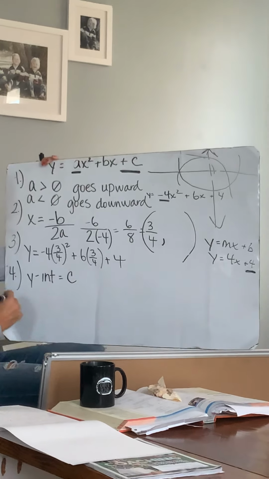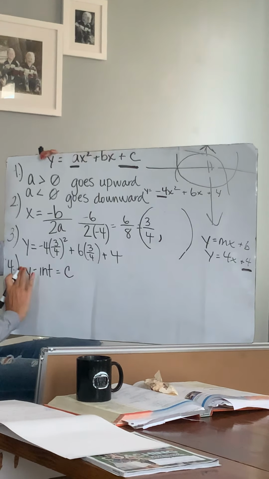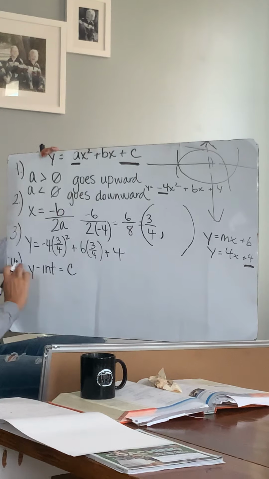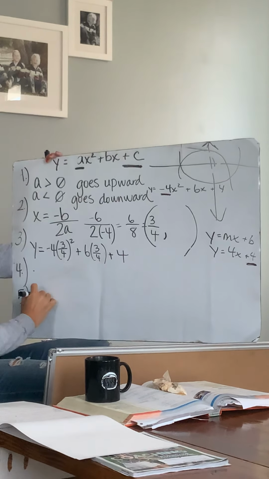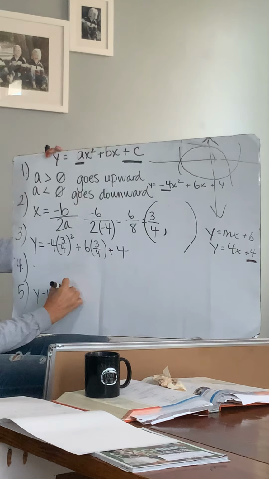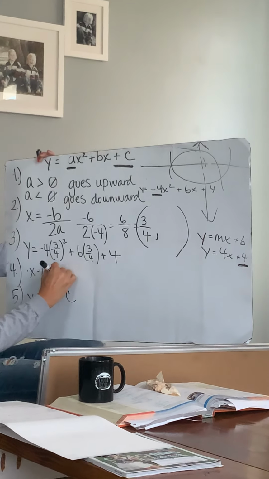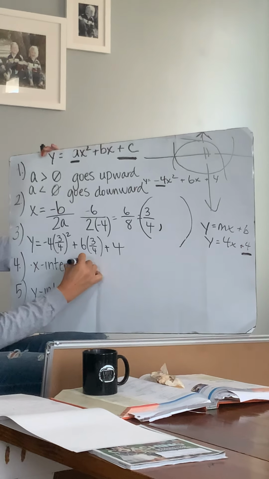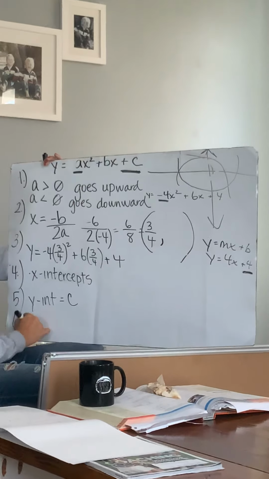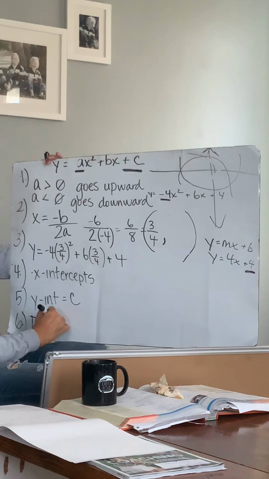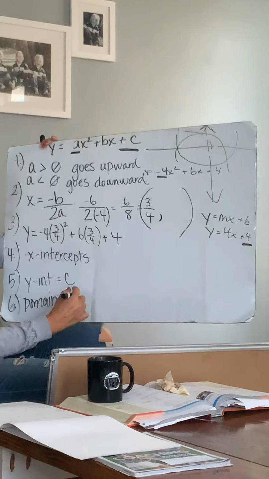All right, domain and range. Actually, y-intercept should come down here. That's 5. X-intercept will come back to, okay? All right, 6 is domain and range. Domain is going to be all real numbers. Remember when we did these back at the beginning of the year? Domain is always going to be all real numbers.